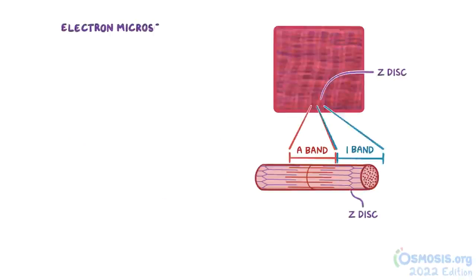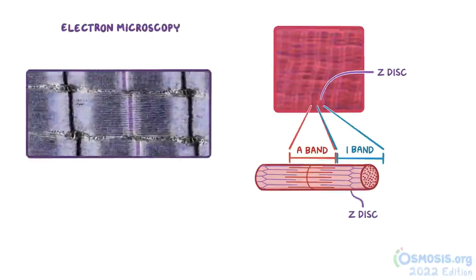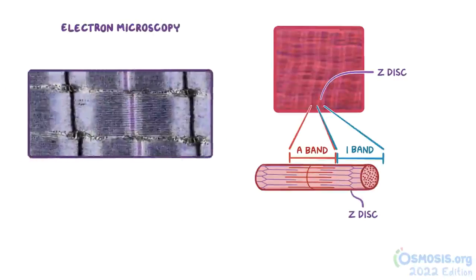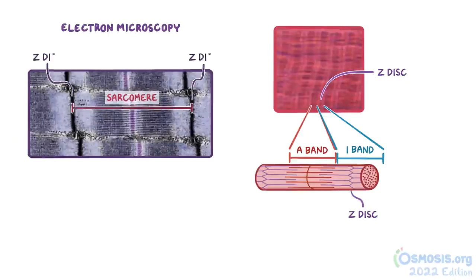With electron microscopy, we're able to obtain higher resolution images with more detail. As a result, we're able to identify even more structures that make up the sarcomere. The overall sarcomere spans the distance between the Z discs, which are seen as the dark vertical lines in this image.